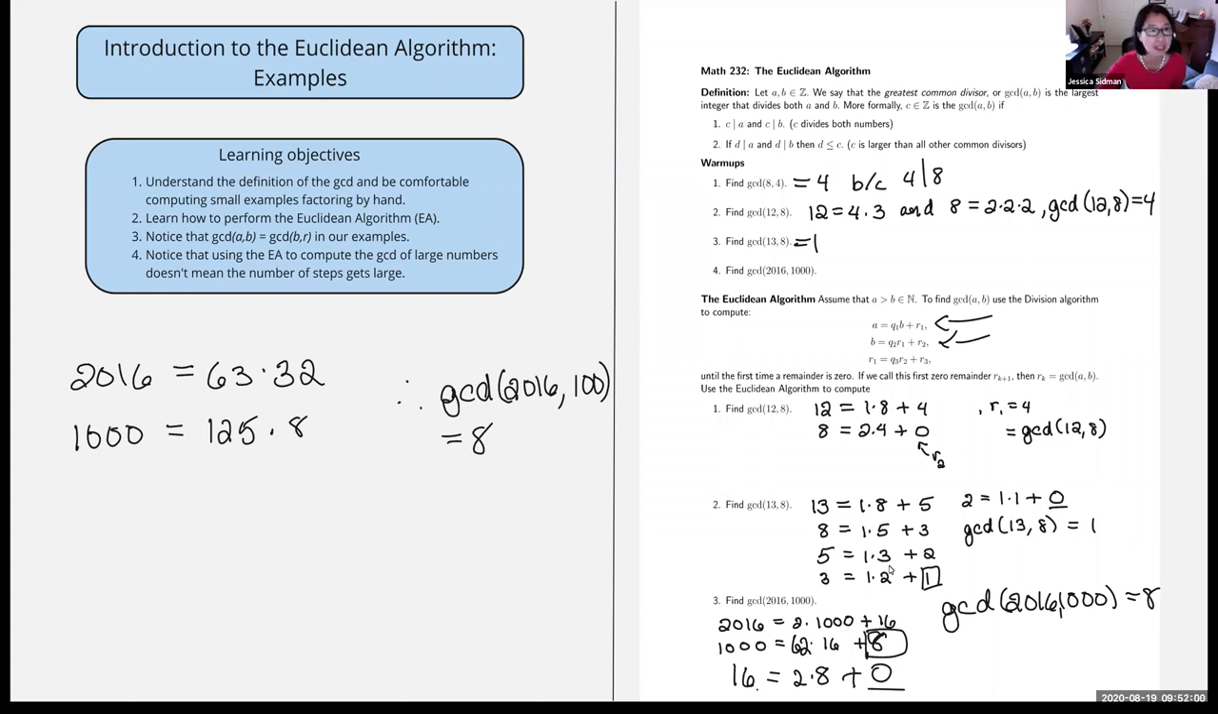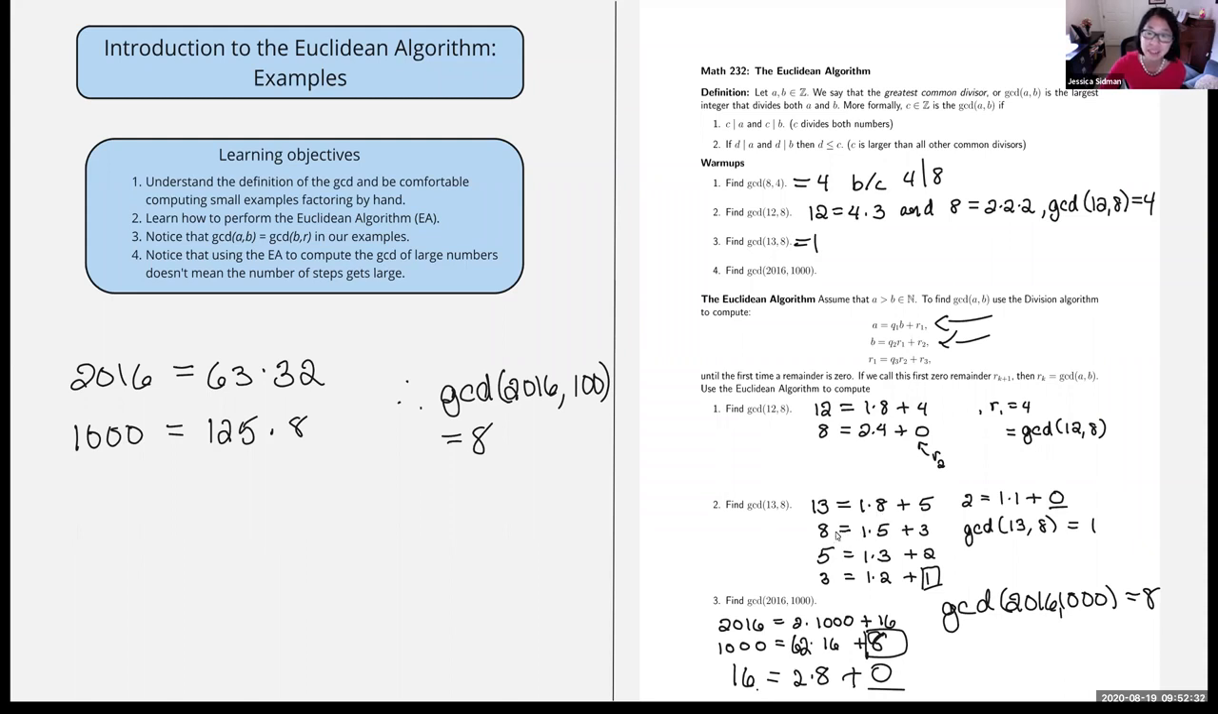All right, so we've noticed that using the GCD of large numbers doesn't necessarily mean that a computation gets long. And the other thing I want you to notice is that the GCD of A and B is the same as the GCD of B and R in each of these examples and in each step, right? So let's pay attention to the second example, computing the GCD of 13 and 8. We know that the GCD of 13 and 8 is 1.